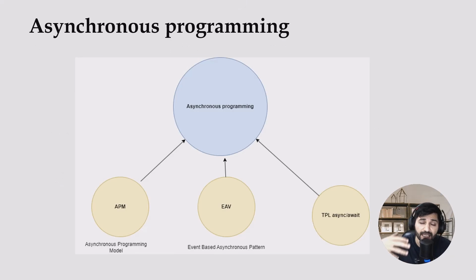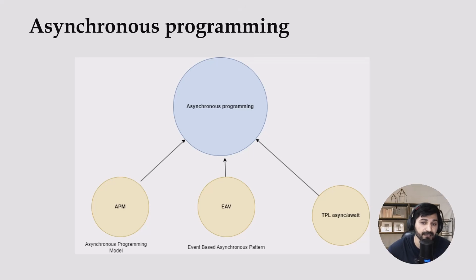So we have different forms of implementations of asynchronous programming. In old school, in .NET 1, we have the asynchronous programming model using delegates. In .NET 2, we have the event-based asynchronous pattern, EAP. We'll talk about it also, but in another tutorial.